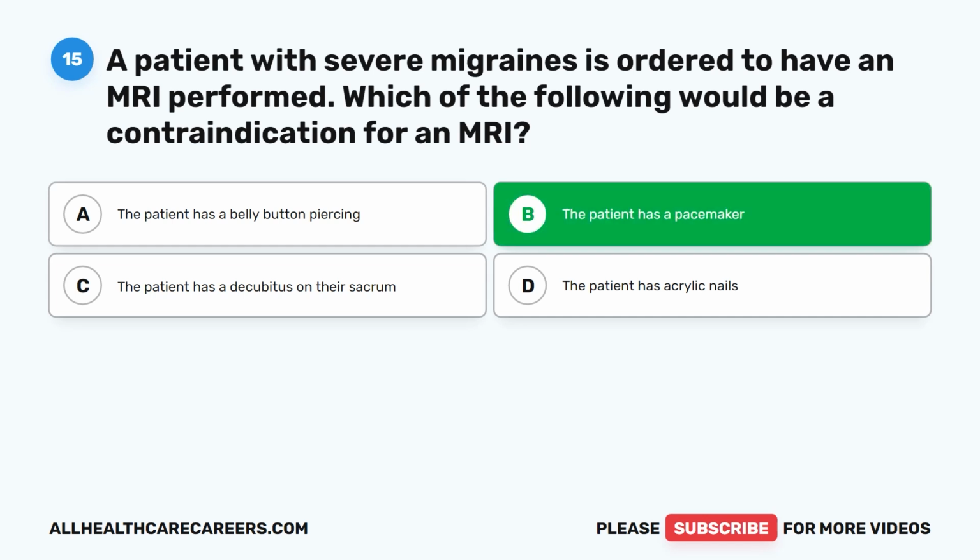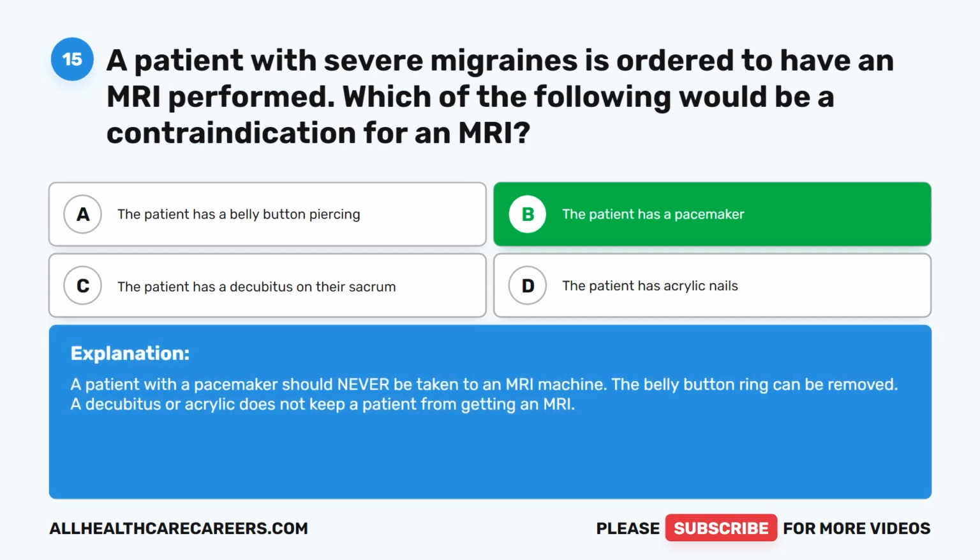The correct answer is B. The patient has a pacemaker. A patient with a pacemaker should never be taken to an MRI machine. The belly button ring can be removed. A decubitus or acrylic does not keep a patient from getting an MRI.